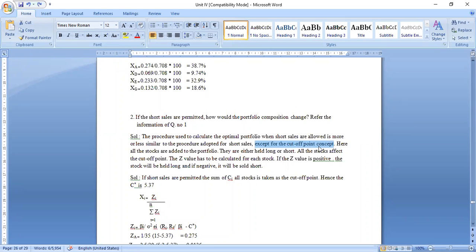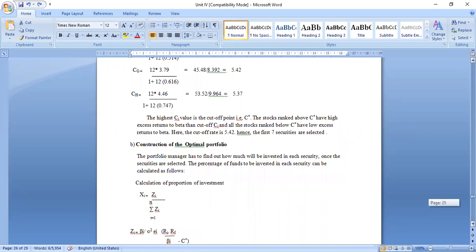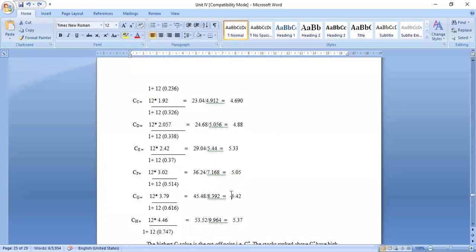Now, if you remember in the previous session, I have highlighted here. I'll just show you the values. Yes. Now this was taken as the cutoff point, that is the highest value for the CI, that is security G. 5.42 was taken as the C star or the cutoff point, and the values below the C star, that is 5.37 and so on for the securities, were ignored, or they were not taken into consideration for selecting the optimal portfolio. But that will not happen for the optimal portfolio with short sales. So that is the first change.